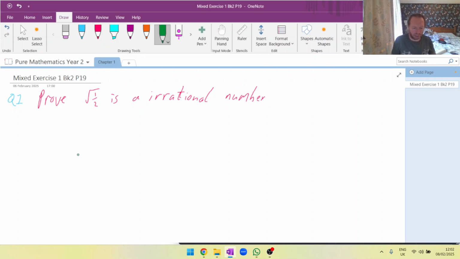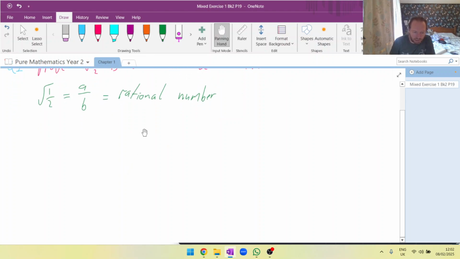So let's start by making the assumption that the square root of a half is equal to a over b, which is equal to a rational number. Let's have a look and see what we can do with that.